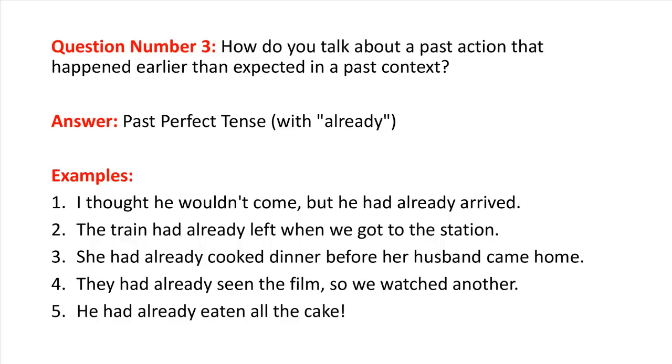Question number 3. How do you talk about a past action that happened earlier than expected in a past context? Answer: past perfect tense, with already. Examples: I thought he wouldn't come, but he had already arrived.